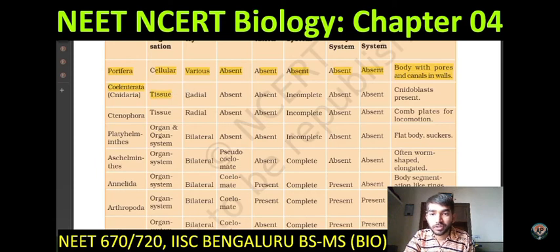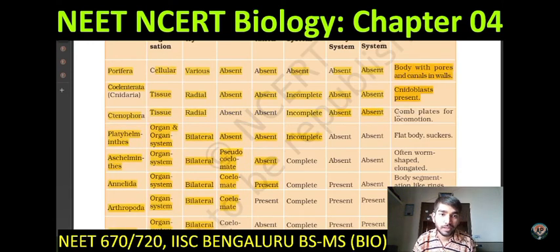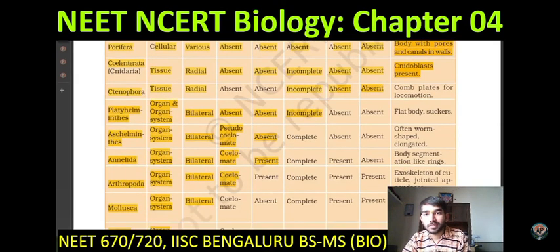Next is coelenterate or Cnidaria. It has tissue level organization, radial symmetry. All the things are absent or incomplete. Cnidoblasts are present. Ctenophora, again tissue level, radial symmetry, similar to the previous group. Most of the things are absent or incomplete digestion, and comb plates are present, and also it has bioluminescence. Remember that.